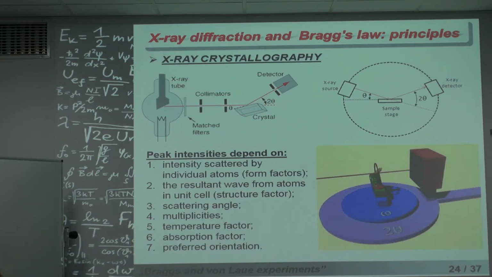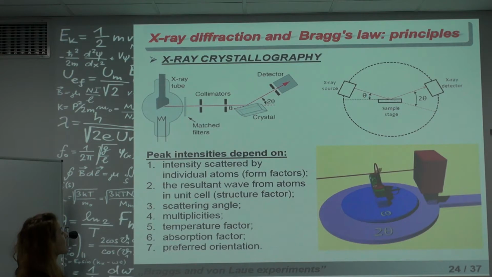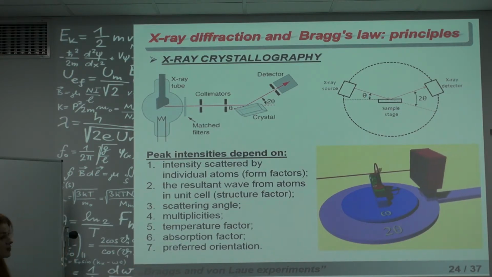So, peak intensities depend on several things. Of course, the form factors and structure factor, scattering angle, and preferred orientation. So we can change those by usually rotating the crystal. There are several methods. This is one of them, by rotating the crystal while using the same wavelength. So we are changing omega and theta, kappa and phi. Also, it is dependent on some environmental factors like temperature and absorption.